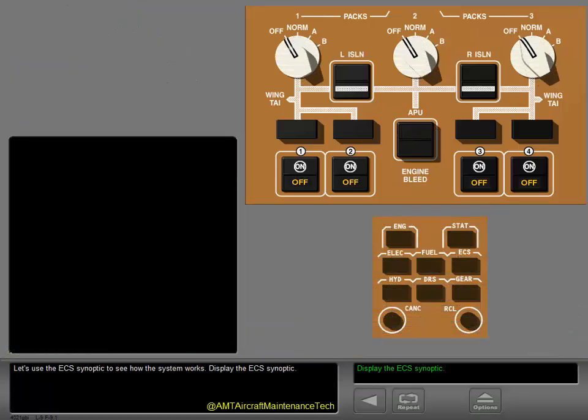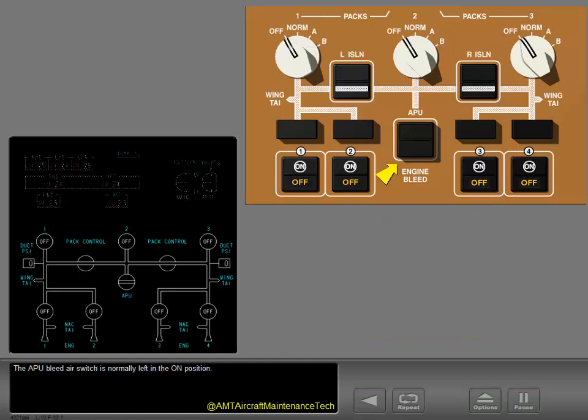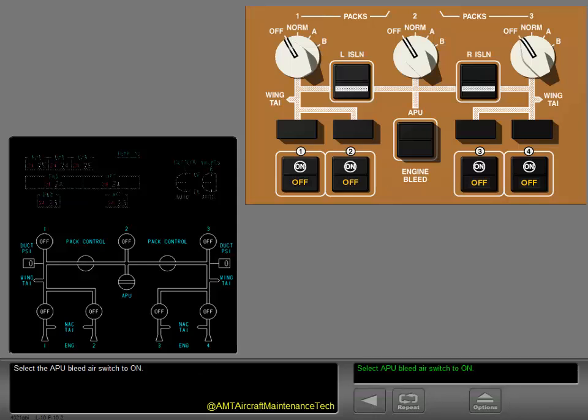Let's use the ECS synoptic to see how the system works. Display the ECS synoptic. The APU bleed air switch is normally left in the on position. Select the APU bleed air switch to on.